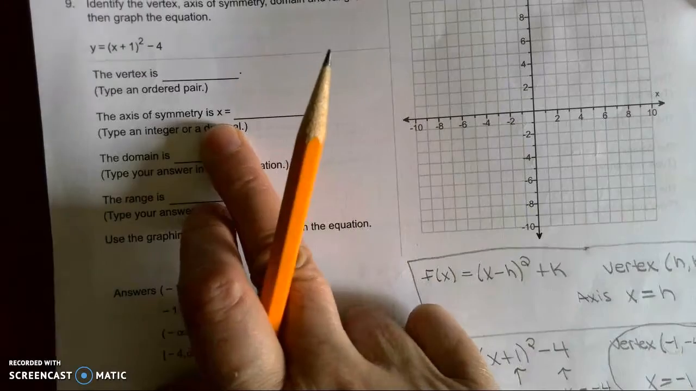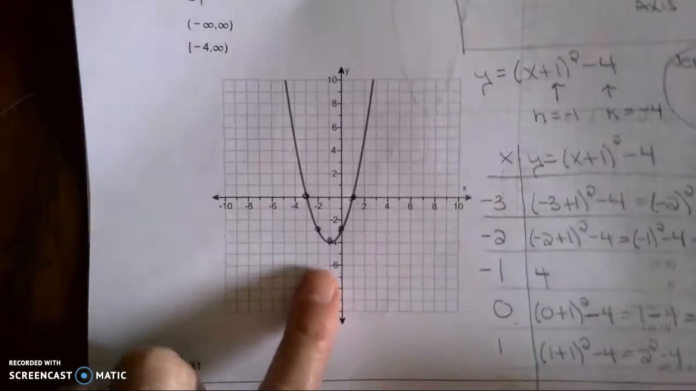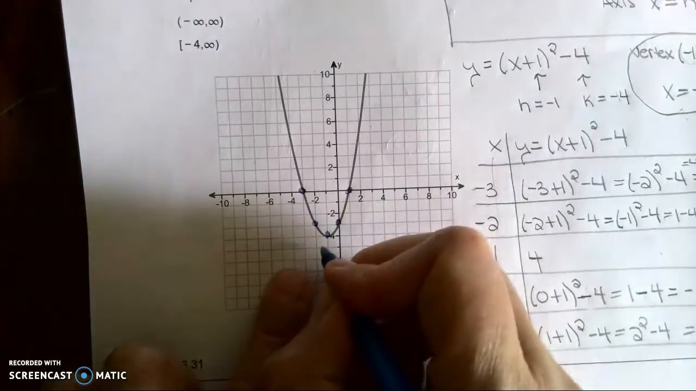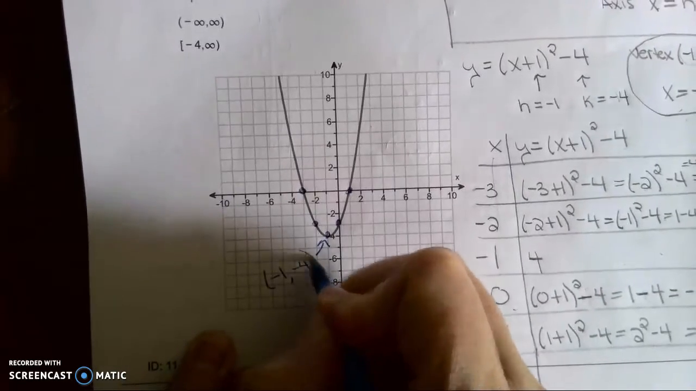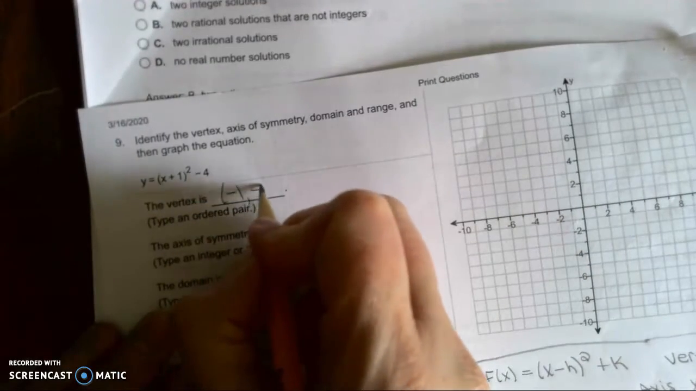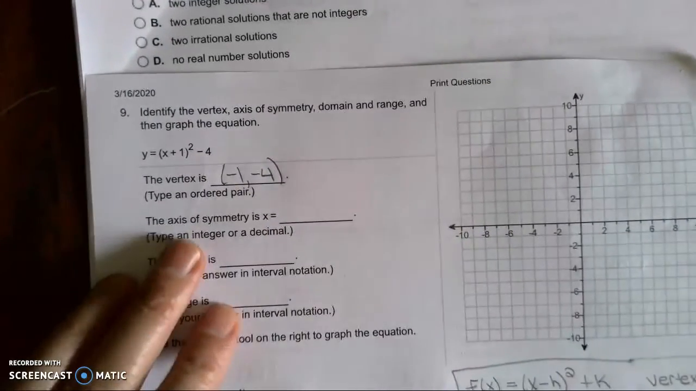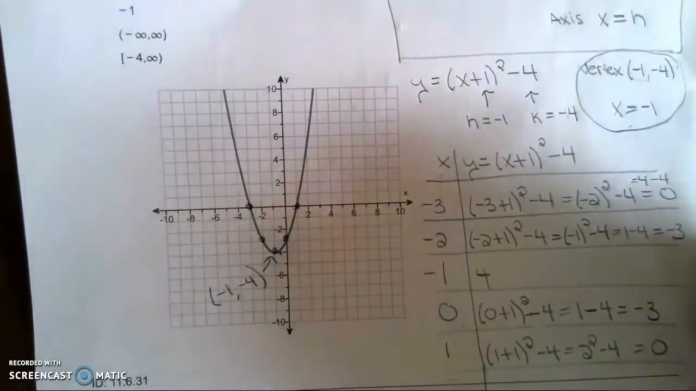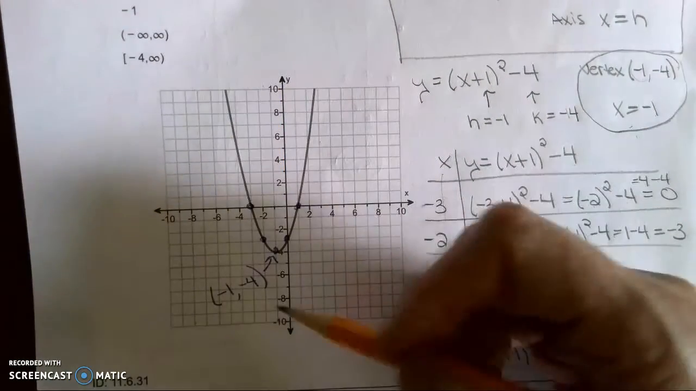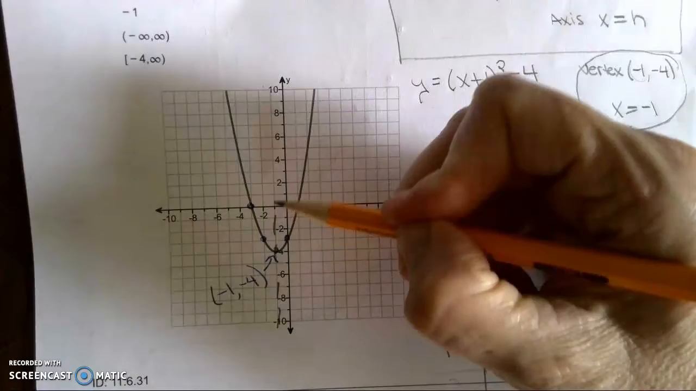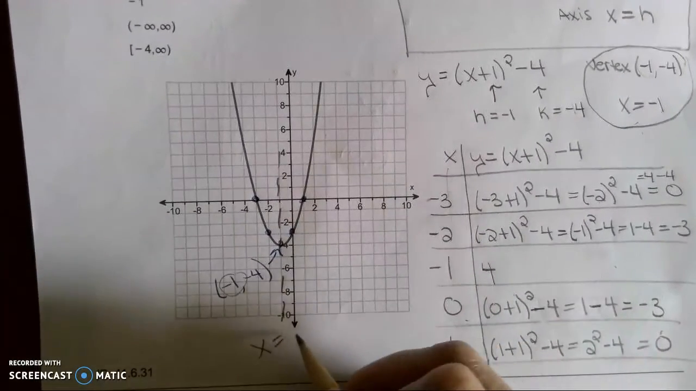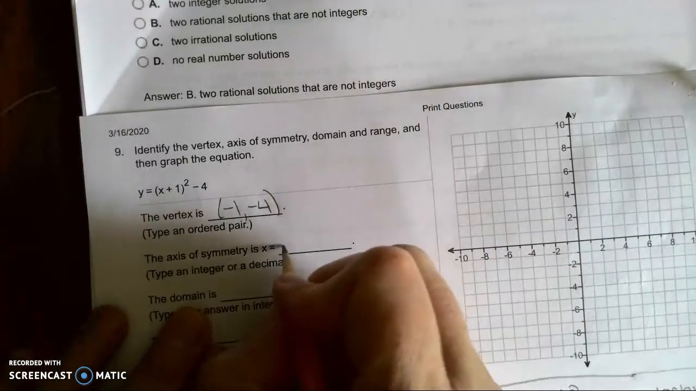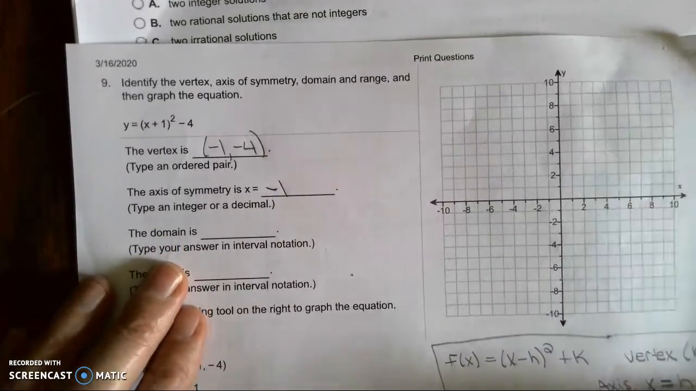First thing they do is ask for the vertex. If you remember, that's this point right here. I'm just going to label it to make it easier. This is my vertex. It's (negative 1, negative 4). So we'll start with that. The axis of symmetry, I put it up here. It's always a line that goes through the vertex, so it's actually this line right here. And it's x equal to the x value of the vertex, x equals negative 1. Okay, so that is a line.